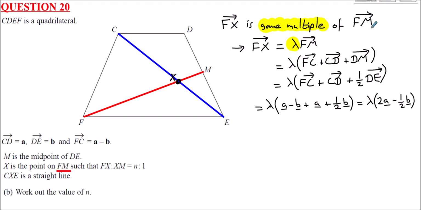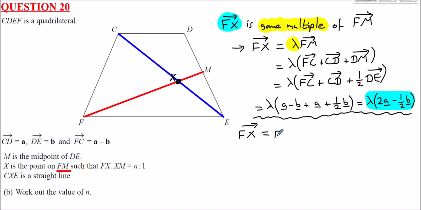From F to X, it's some multiple of FM. Now that's one way we could go from F to X. Okay, so I'm just going to pop a pin under this here. So from F to X is some multiple lambda of this. However, we could also go from F to X by going from F to C, then from C to X.